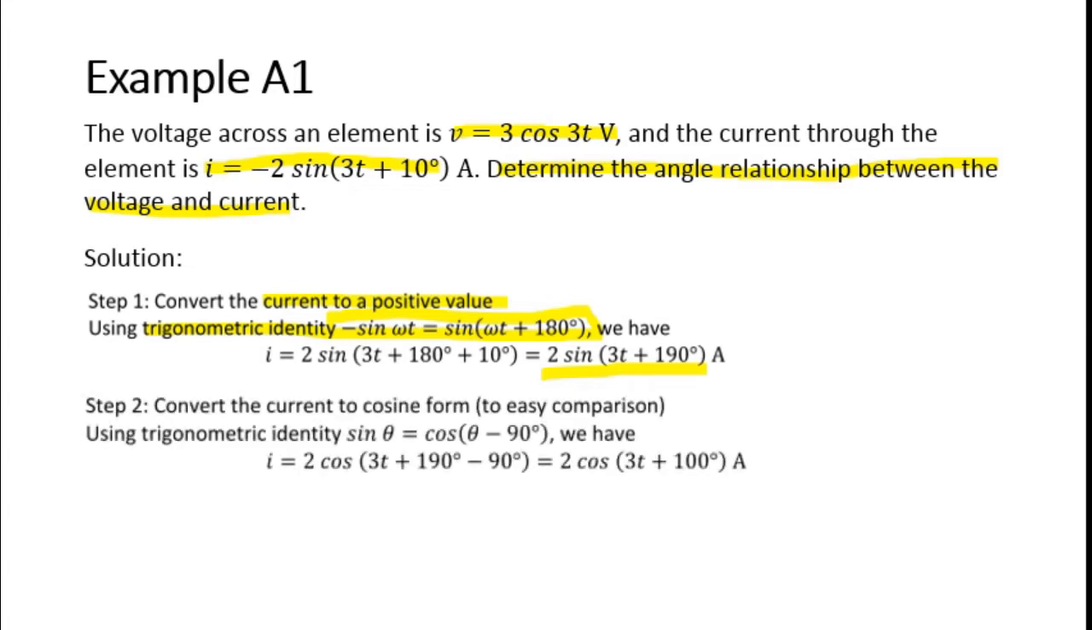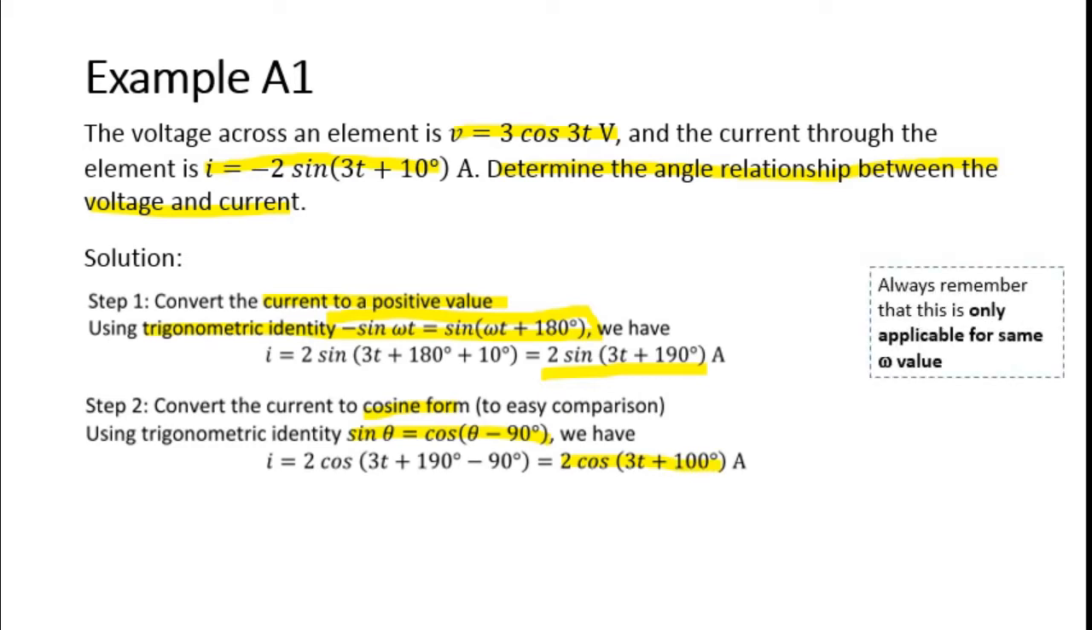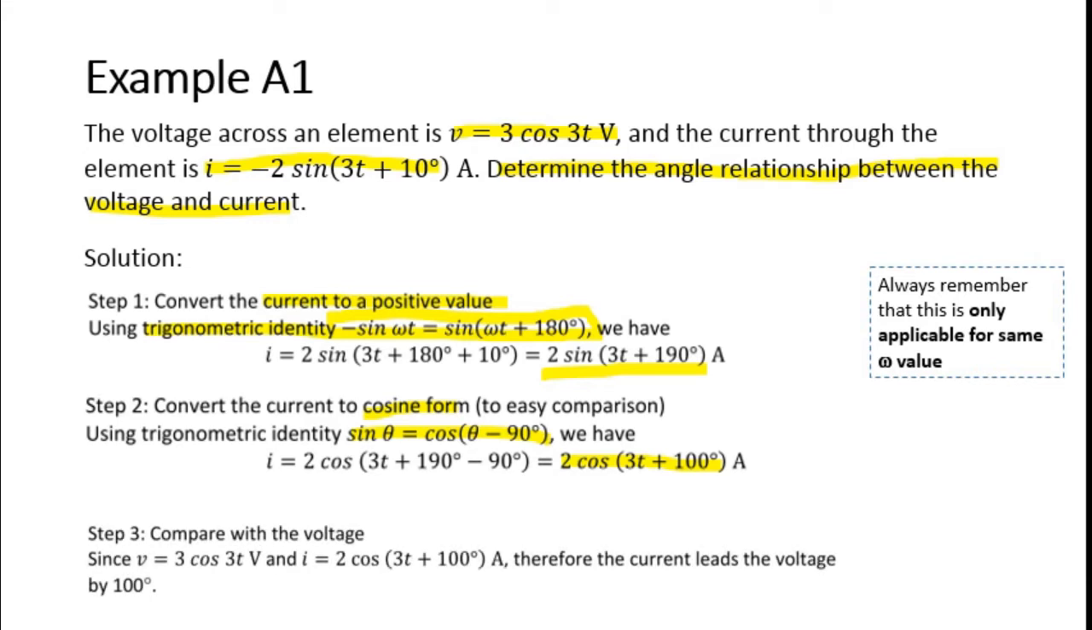Next, we change the expression of current into a cosine function. This allows us to compare the two signals easily. Again, we use another trigonometric identity. Here, we subtract 90 degrees from the angle. Then, the current I is 2 cosine(3t plus 100 degree) ampere. Now, both signals are in cosine form. By comparing these two signals, we see that the current I leads the voltage V by 100 degree. Please remember that this comparison is applicable only for the same omega.